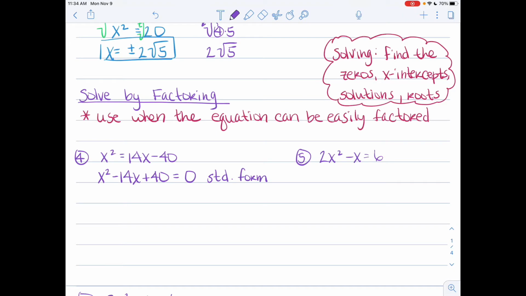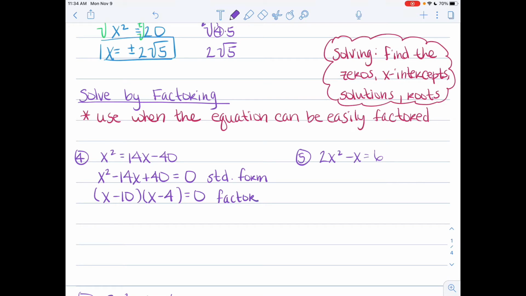The next thing I want to do is factor, and this does have an a equal to 1. So I know that x goes in the front of each of these. And if I think about factors that multiply to 40 but add to be a negative 14, I'm going to need two negative numbers. One of those is a negative 10 and one is a negative 4. And so this is my factored form.